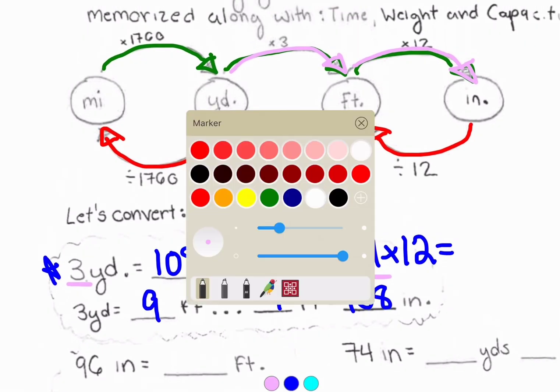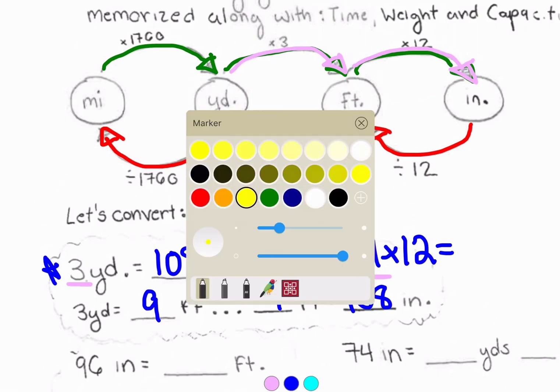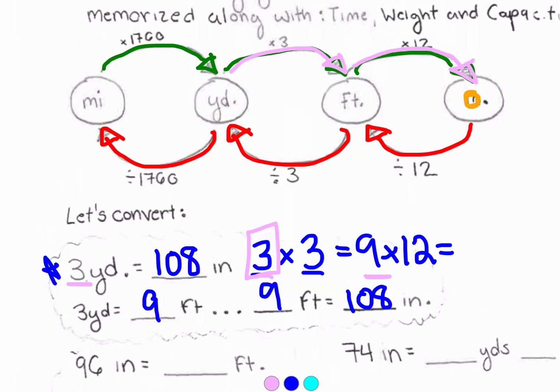Which way am I going? Change up my color. I'll use yellow. I'm going from inches to feet. That's not very easy to see. Let me go to orange. I'm going from inches to feet. Now I'm not going to be able to use my green arrows because it's taking me in the wrong direction. I'm going to have to use my red arrows.